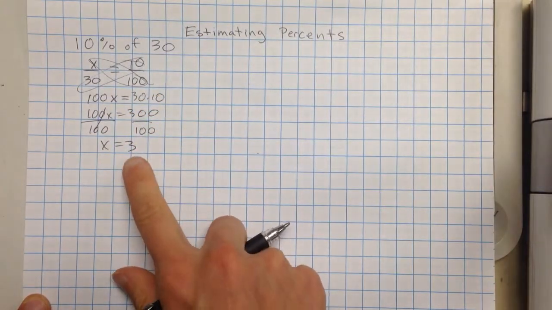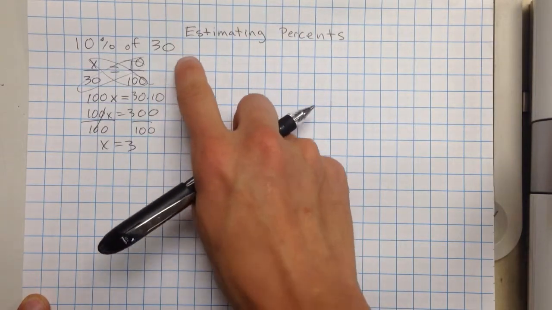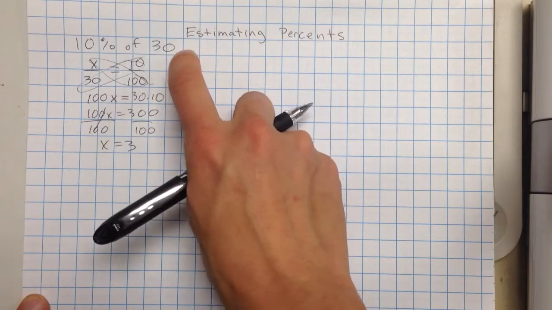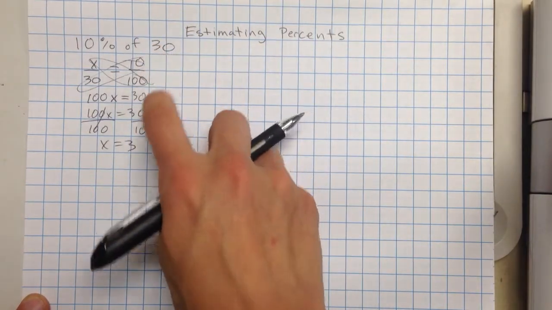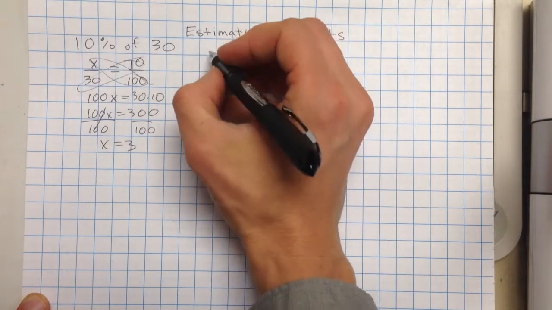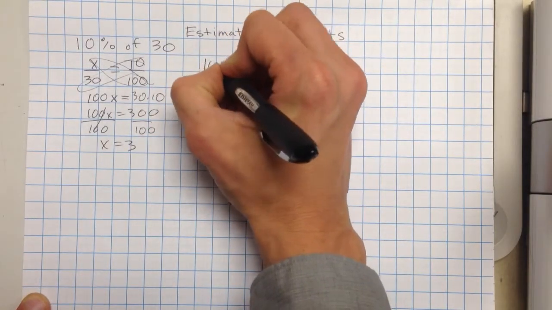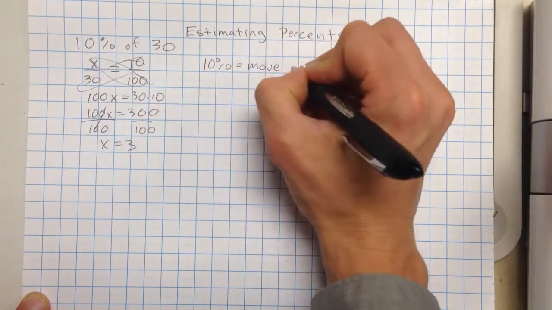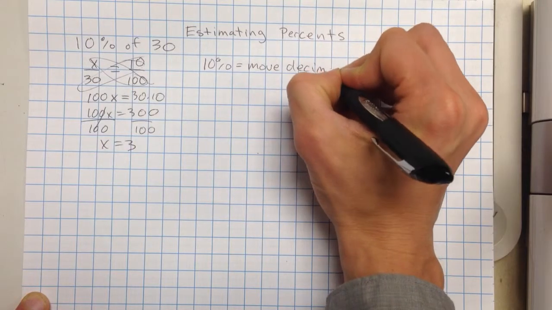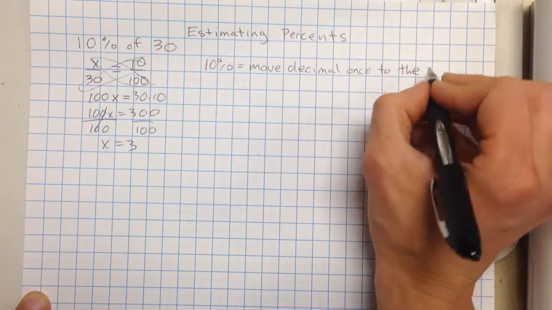Now what we can notice here is that when we're finding 10% of a number, all we actually have to do is move that decimal place one place to the left. Okay, 30 turned into 3. So we can just say right here, to find 10%, all we have to do is move the decimal once to the left. This is an important thing to remember.